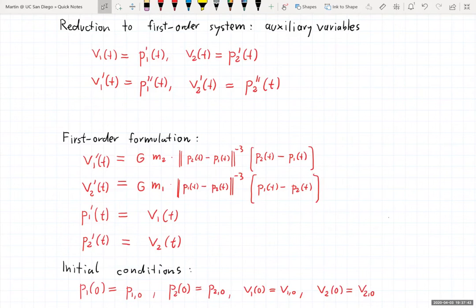So let us explicitly state that p1 at t equals 0 is equal p1,0, p2 of 0 is equal p2,0, v1 of 0 is equal v1,0, and v2 of 0 is equal v2,0. And again, all these four variables here are vector valued. So these four equations here actually are compact notation for 12 equations with 12 unknown scalar valued functions.